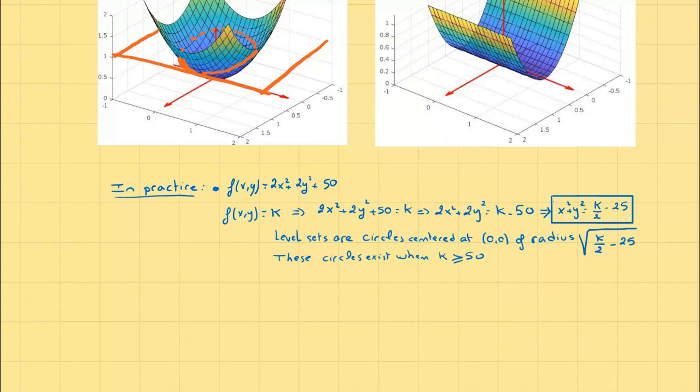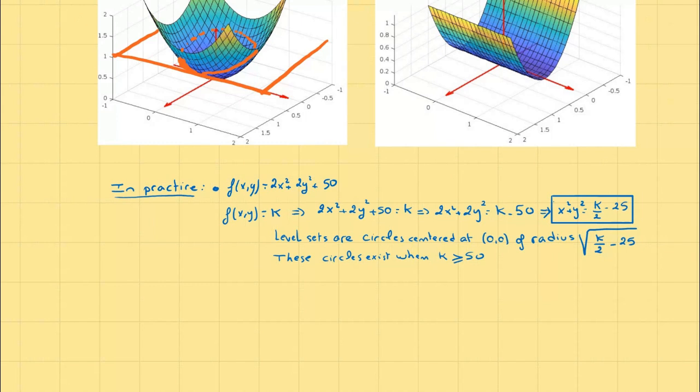Because an equation of a circle can be written as (x minus x0)² plus (y minus y0)² equals r². So the level sets of this surface are circles centered at 0 of radius square root of k/2 minus 25. But let me point out something here.